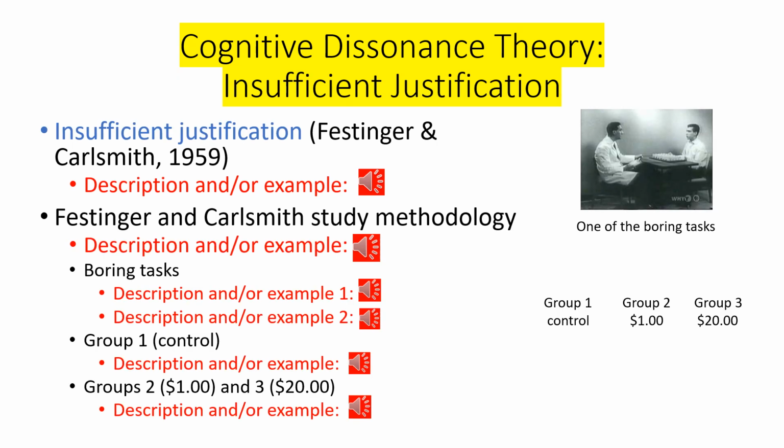In Festinger and Carlsmith's study, we have three different groups. Group 1, we're going to label the control group. Group 2, we'll call the $1 group. And Group 3 will be the $20 group. And over to the right, you'll see a diagram where we list these different groups. And then on the following slide, we'll talk about on this diagram exactly what the results were.